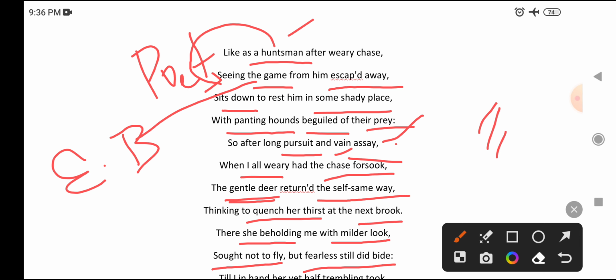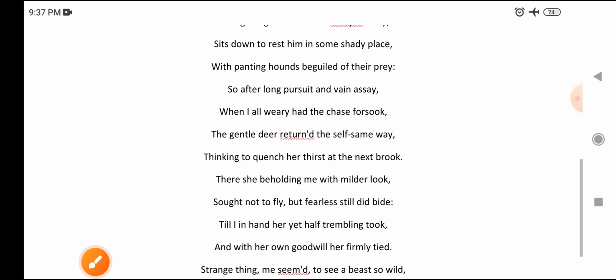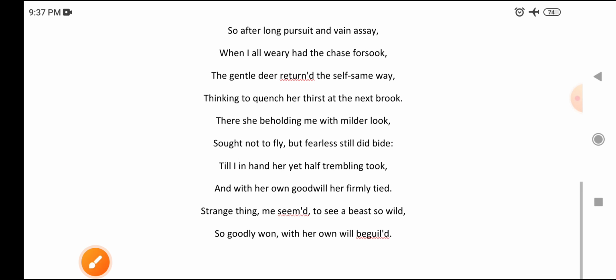So what is this fear in the older time when the poet must have been courting her? She must have been in fear that he will take sexual advantage of her and then will leave her and will not marry her, something like that. But this time she did not fly from him; fearless, she was standing over there with a milder look.